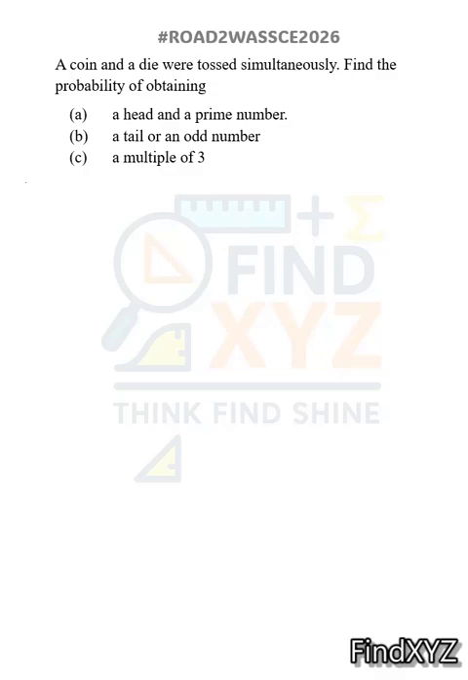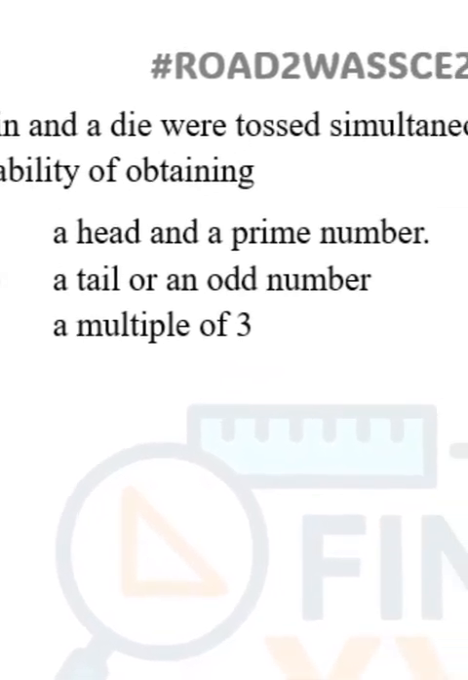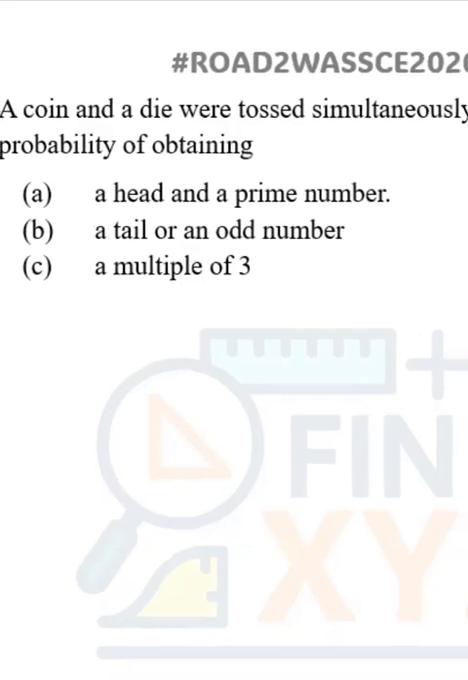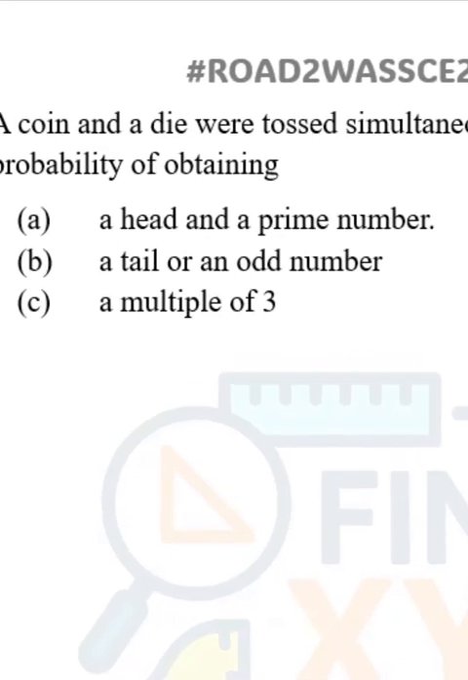We are still on the road to WASSCE 2026. Let's try this probability question. A coin and a die were tossed simultaneously. You are tasked to find the probability of obtaining, first, a head and a prime number; second, a tail or an odd number; and lastly, a multiple of 3.